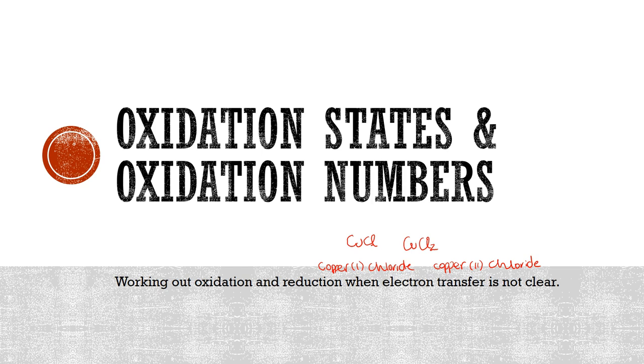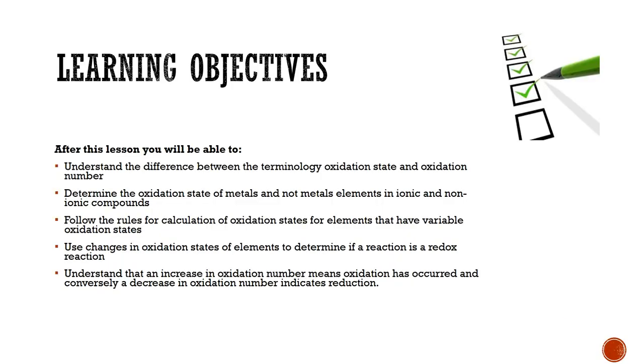Okay, so we need to know the oxidation state, because if we can follow the oxidation states, then we can figure out if redox has actually occurred. So let's figure out how to work these out.